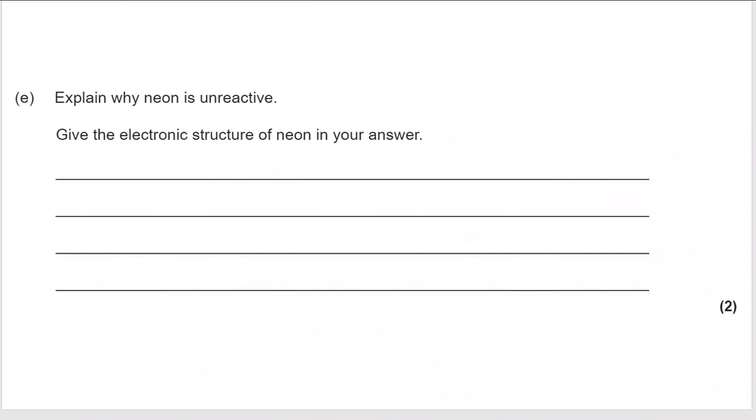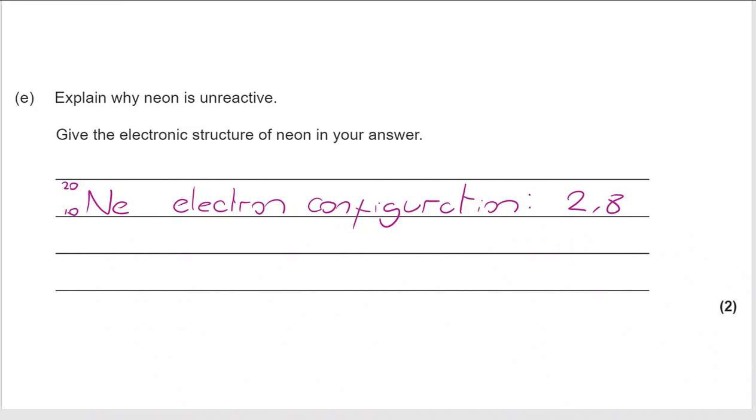On to part E. Why is neon unreactive? Give the electronic structure of neon in your answer. So neon has an atomic number of 10, mass number of 20. So 10 electrons. The first electron shell holds 2. The second electron shell holds 8. So the electron configuration is 2, 8. So why is it unreactive? Well, it's got a full outer shell already, so it doesn't need to lose or gain or share electrons to get a full outer shell.